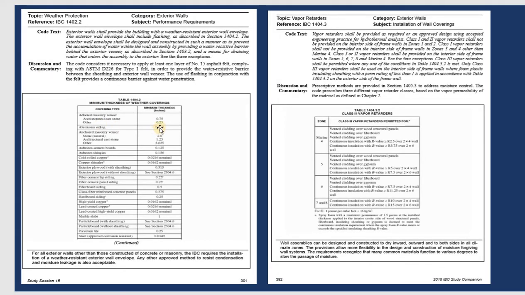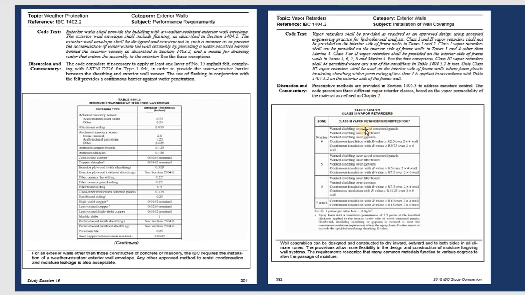This is the table that lets you know the minimum thickness of the weather covering. For example, you have the type of covering on the first column, and the minimum thickness in inches on the second. For example, for aluminum siding the minimum thickness is 0.019 inches. And if you use cold rolled copper, you need 0.0216 for the thickness. This is the table that covers the thickness of the material we use for the exterior wall.